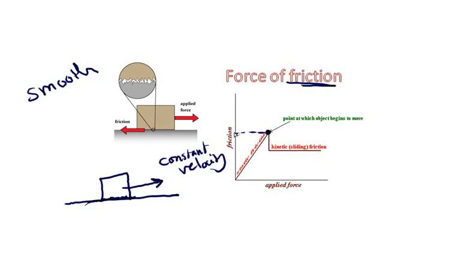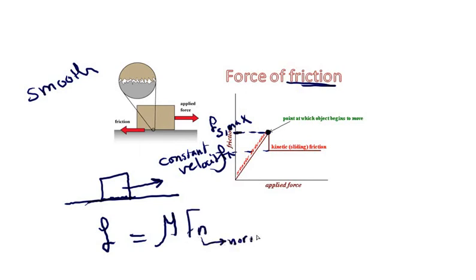This is the maximum friction, which is called Fs max, and here it is Fk. Fs is the static friction, Fk is the kinetic or sliding friction. The force of friction is calculated using this formula. Friction force equals mu times Fn. Fn is the normal force that we discussed earlier, and mu is the coefficient of friction.